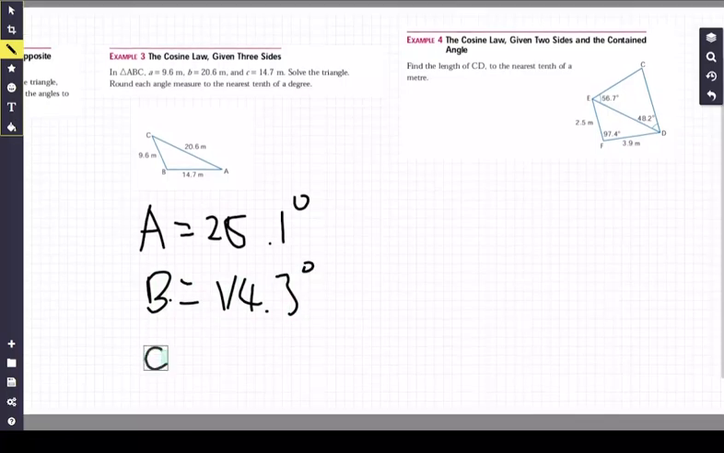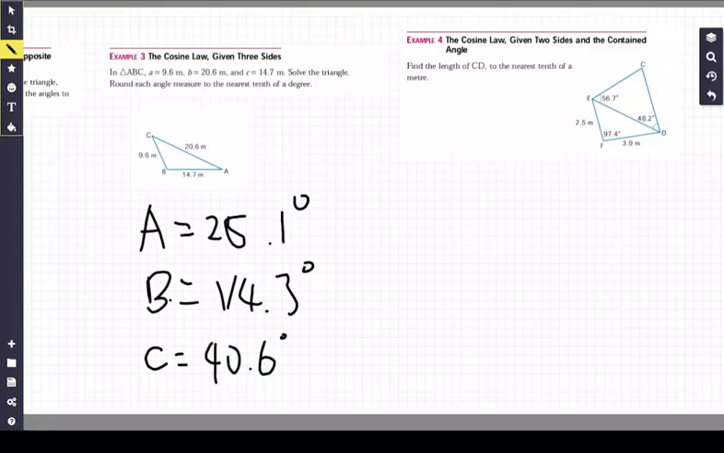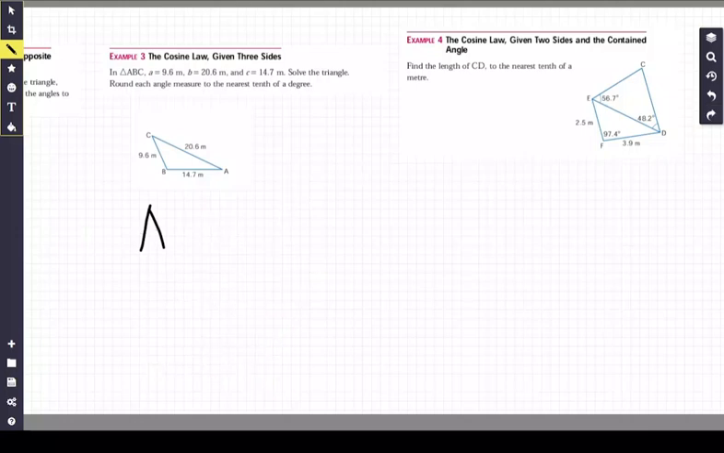And then lastly, C, we can just do the inner angle theorem, 40.6.